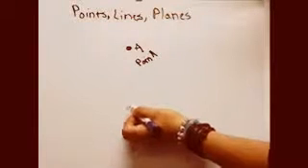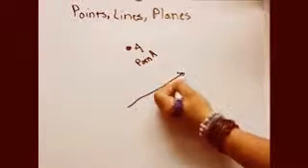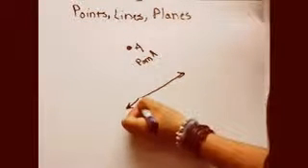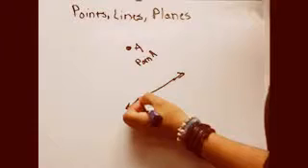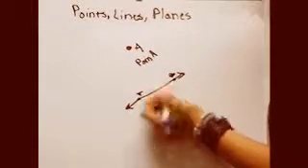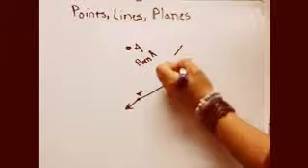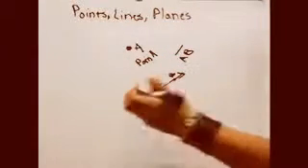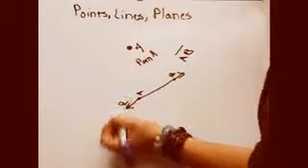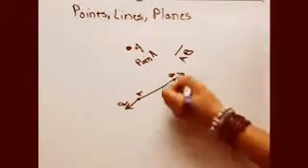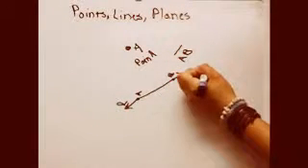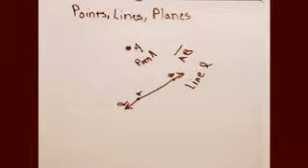Then we have lines, which go infinitely in both directions. You can name a line by 2 points on it, and you can call it line AB. Or if there's already a name for it, like the L right there, you can call it line L.